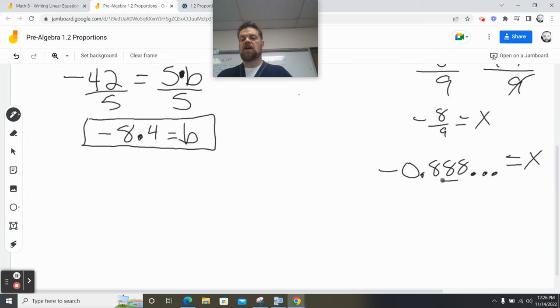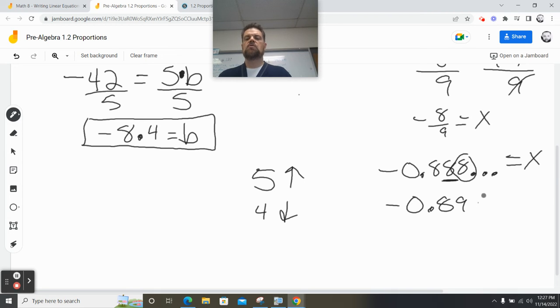So if I want to round to this one, I go to the one to the right. That's 8. Do I round up or down? I'm going to round up. If it's 5 or higher, we round up. If it's 4 or lower, we round down. So this is going to be -0.89, squiggly lines, that means approximately x. That means approximately.